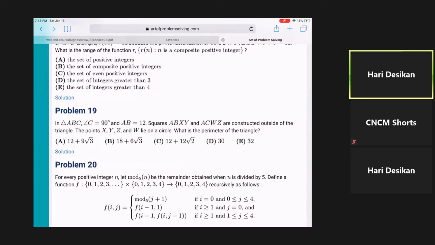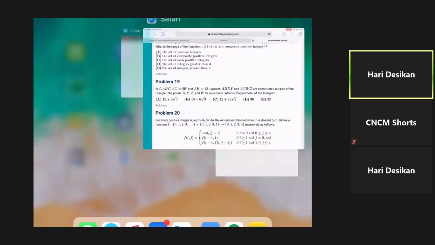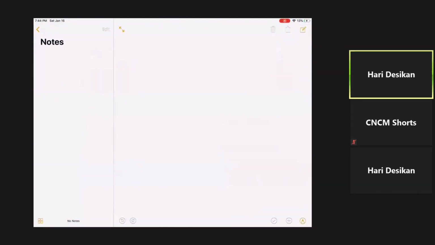In ABC, C is 90, AB is 12, and there are two squares on its sides, and we're trying to find something. It says points X, Y, Z, W lie on a circle. So we're just going to draw this out. What is this saying?